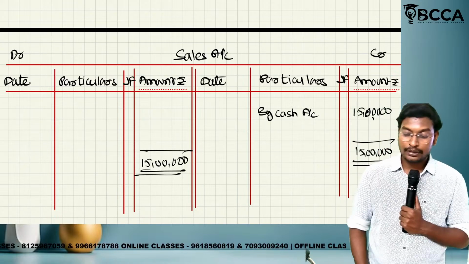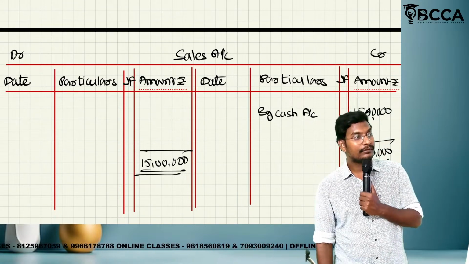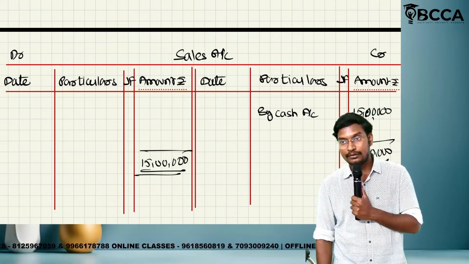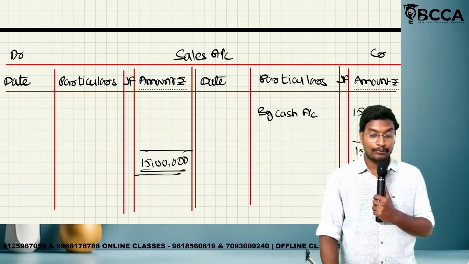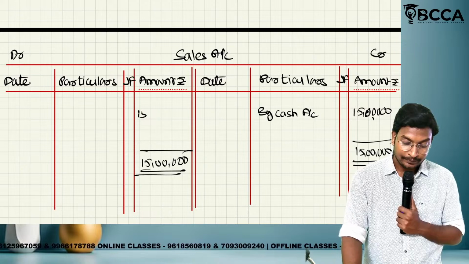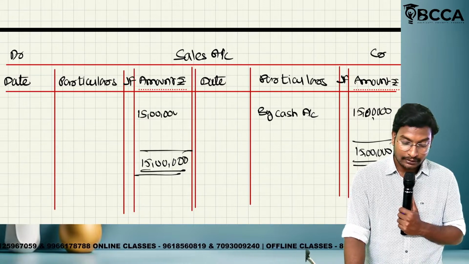So next we need to do the balance. Okay? So balance means what? Difference amount. What is the difference amount? 15 lakhs. This difference amount, 15 lakhs, we have to record on the lowest amount side. What is the lowest amount side? Debit side. So that we are recording on the debit side.